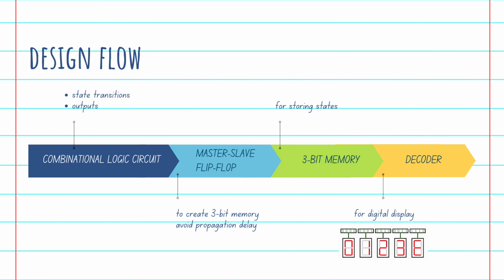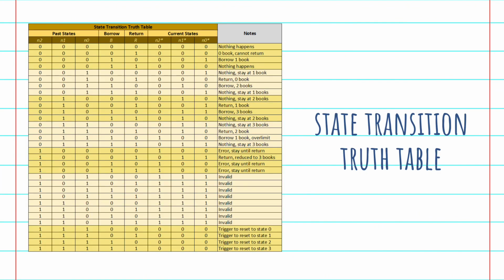Third is to create the 3-bit memory from the master-slave flip-flop for storing states. And last but not least, a decoder to decode the 3 bits of the states into 4 bits for digital display. Now comes the truth table.